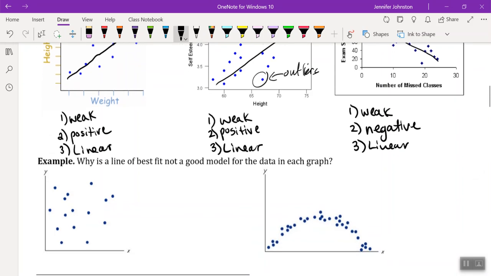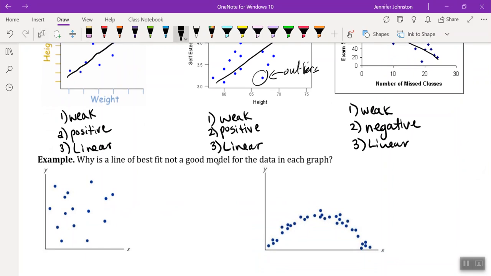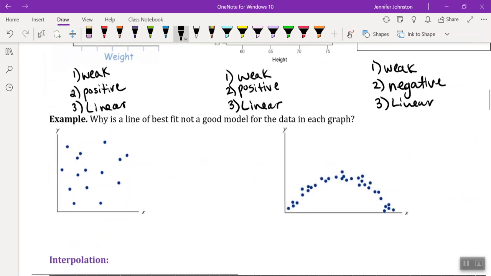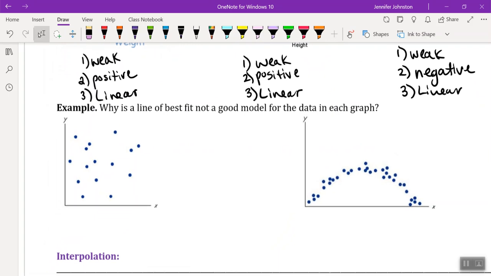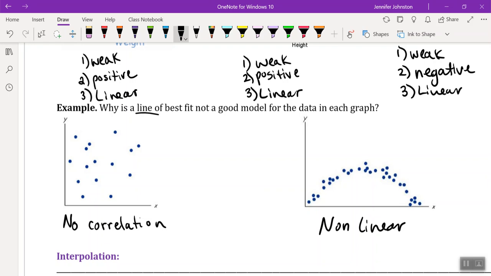That makes sense. Right, why is the line of best fit not a good model for the data here? Well, for this one, what do we call this? This is no correlation. There's no correlation, so we can't make a model. We can't see anything here. And also, a line of best fit is not good for here because this one's nonlinear. It would be a curve.